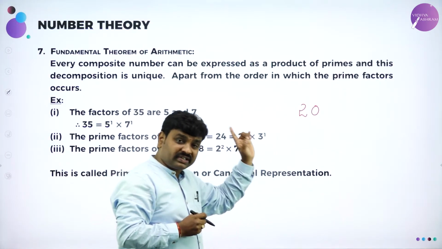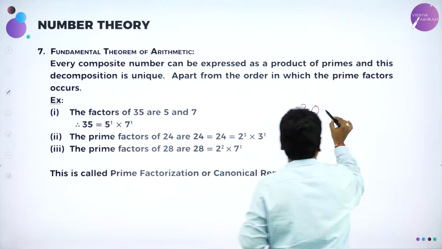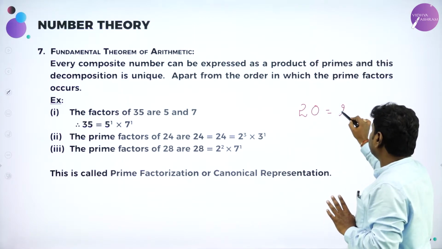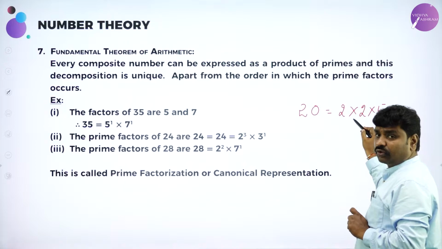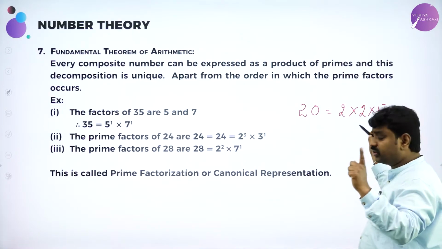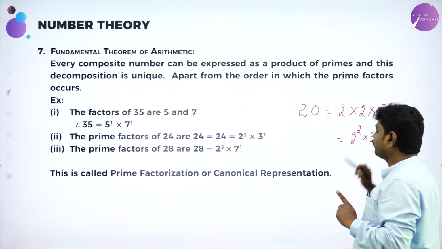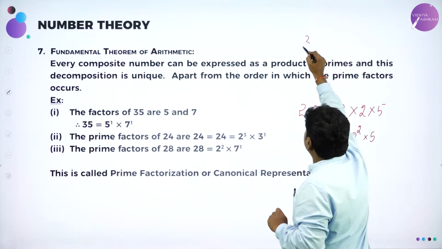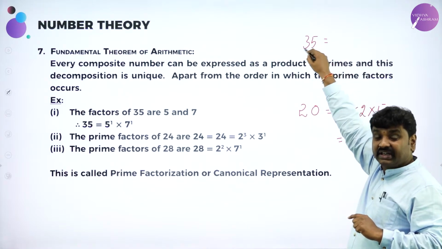20 I can express as a product of prime numbers. So can I write 20 as 2 into 2 into 5? 2 into 2 is 4, 4 into 5 is 20. 2 is a prime number, 5 is a prime number. Or I will write 2 square into 5. Or if I take 35, 35 is a composite number because it has a factor other than itself and 1.